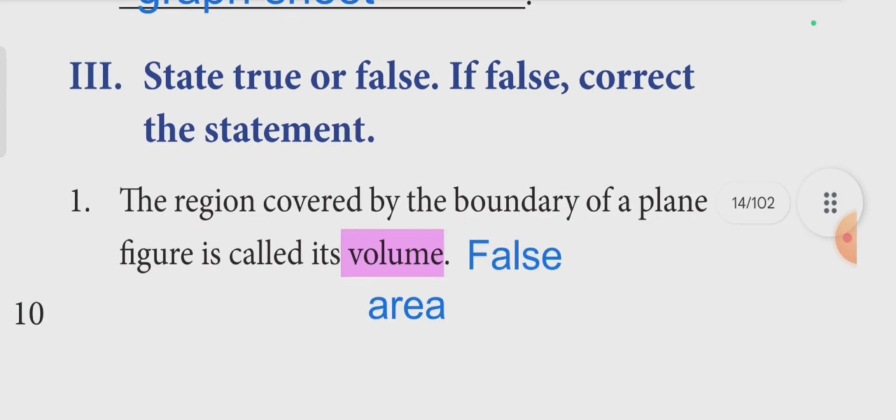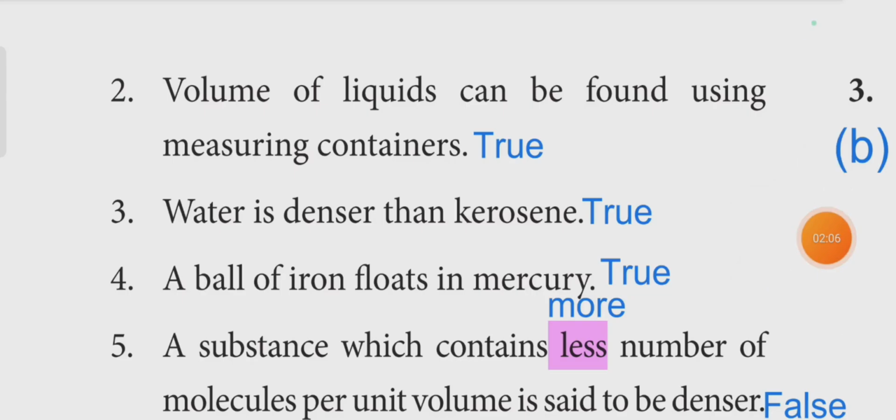Third Roman, state true or false. If false, correct the statement. First one, the region covered by the boundary of a plan figure is called its volume. False. Correct statement, the region covered by the boundary of a plan figure is called its area. Second one, volume of liquids can be found using measuring containers.